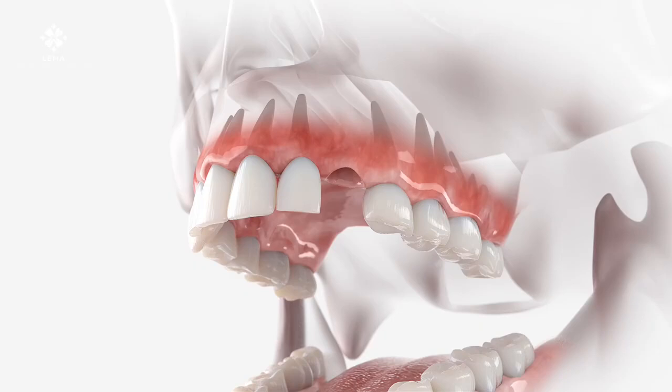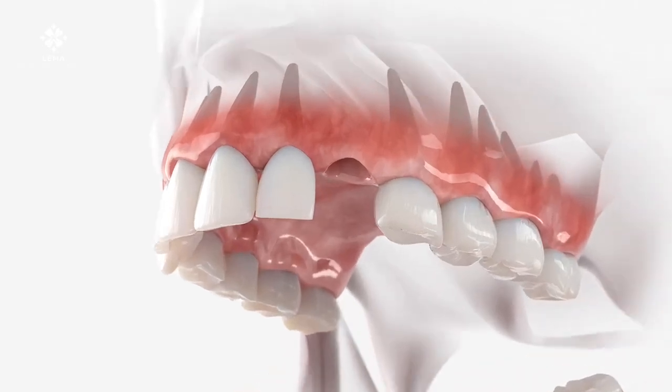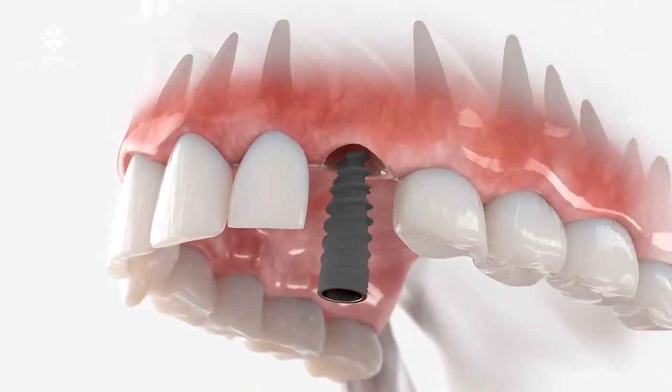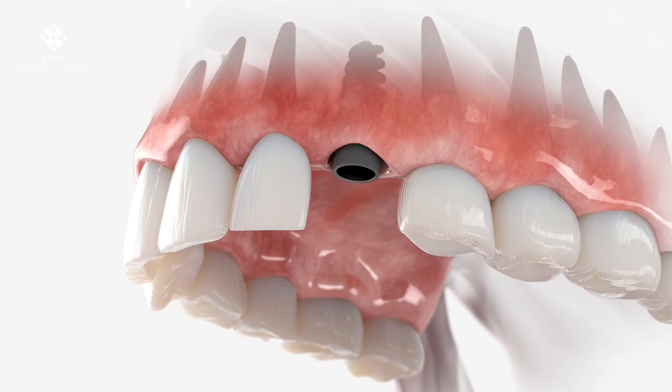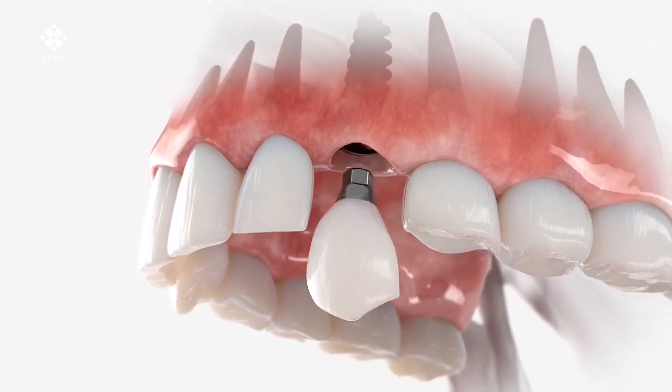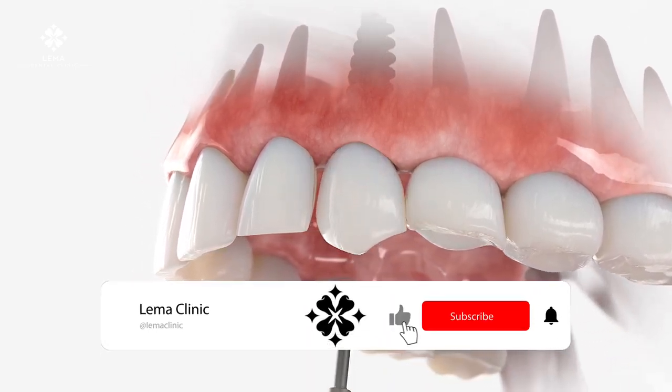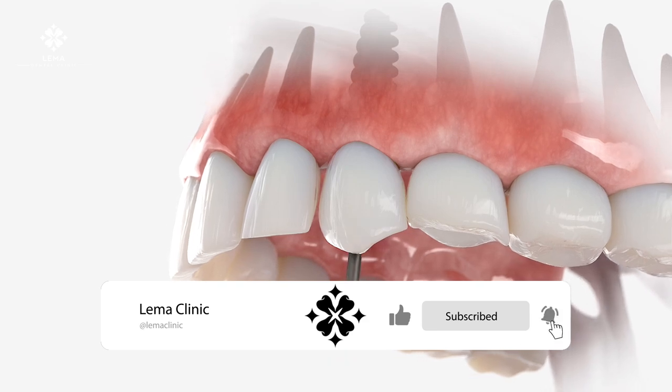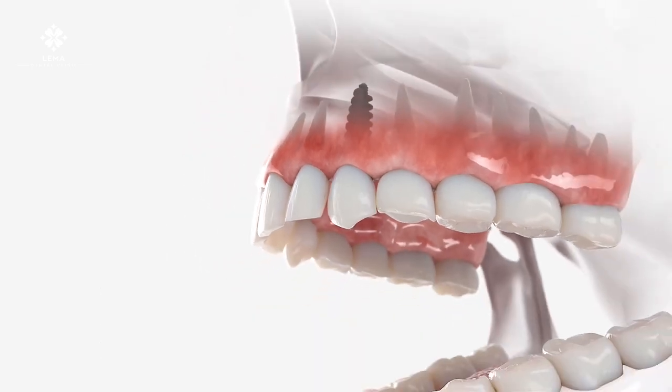Number 1 is smoking. Smoking can impair healing and increase the risk of infection, making it more difficult for the implant to integrate with the bone. The next one is poor bone quality. If the jawbone is too thin or too soft, the implant may not have enough support. In such cases, a bone graft may be needed.